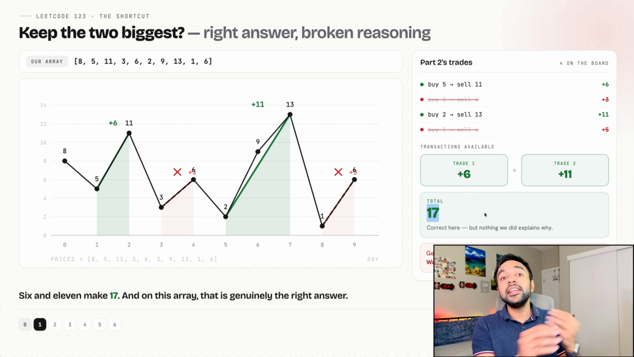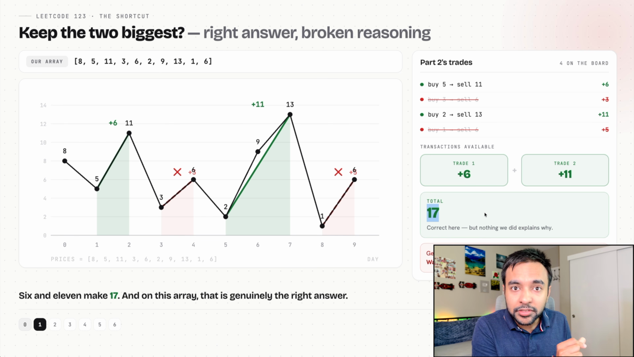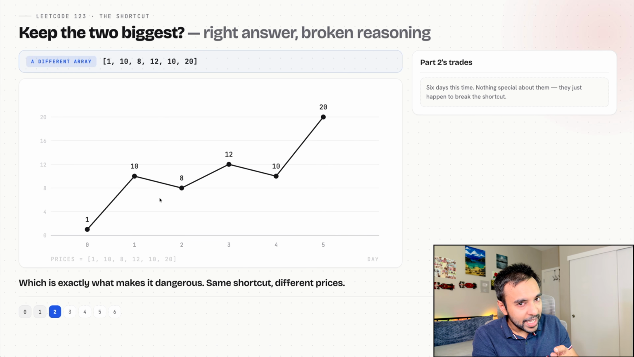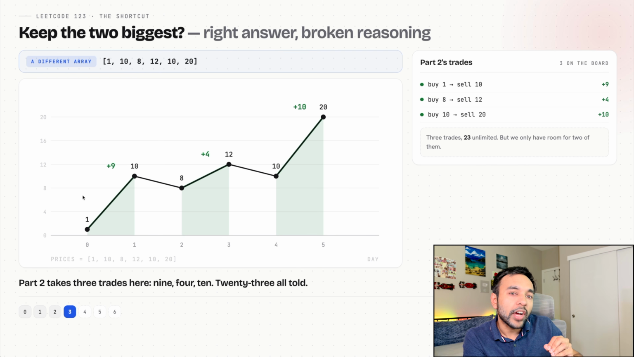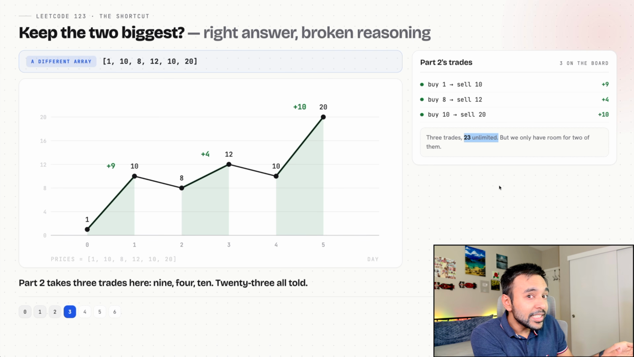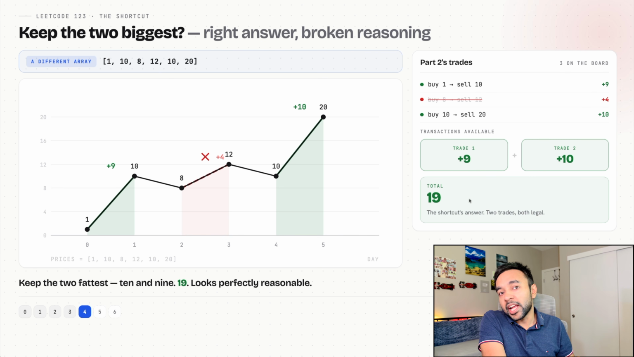But sometimes things can get very wrong and this is where the problem becomes hard. For example, take a look at this particular test case now. You have all of these price fluctuations. Now, if you try to find out all of the possible transactions and pick out the best out of them, you see that, okay, with unlimited trades, 23 is the maximum profit. And this is exactly the second part of the problem. But now you have to choose only 2 transactions. You may feel that, okay, I will choose 9 and 10. That gives you a total of 19.